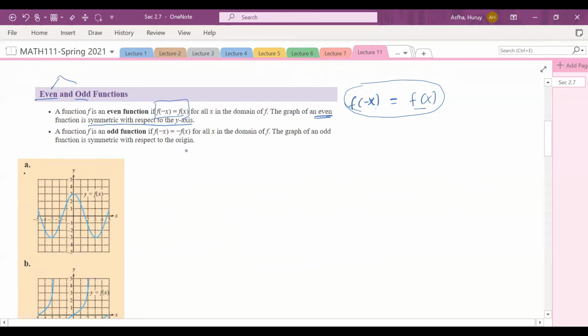And an odd function is when we substitute negative x, and if the output is negative of f of x, then we call this one an odd function. Okay, this is an even function.